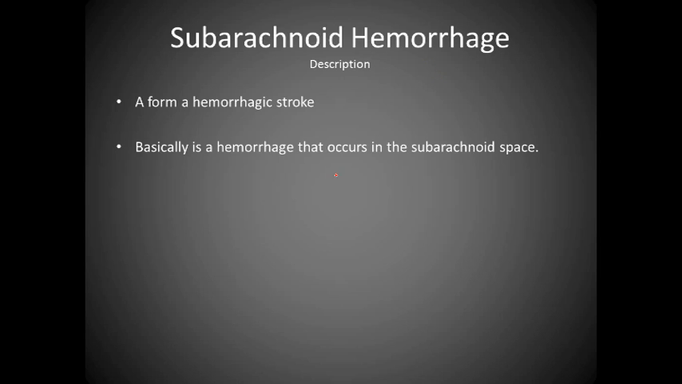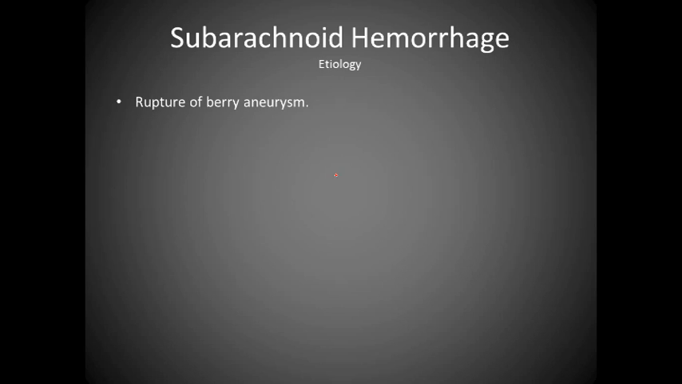So that brings us to a subarachnoid hemorrhage. The subarachnoid hemorrhage is a form of hemorrhagic stroke, and it's basically a hemorrhage that occurs in the subarachnoid space. It can be caused by a rupture of a berry aneurysm, which we'll see. And it's most often associated with excruciating headaches and unconsciousness.